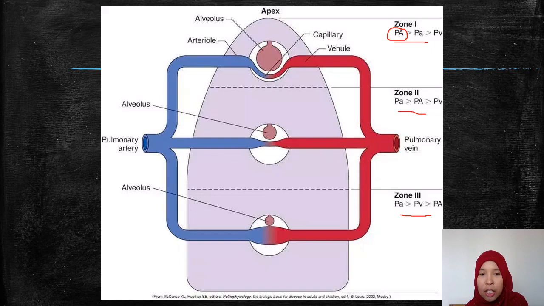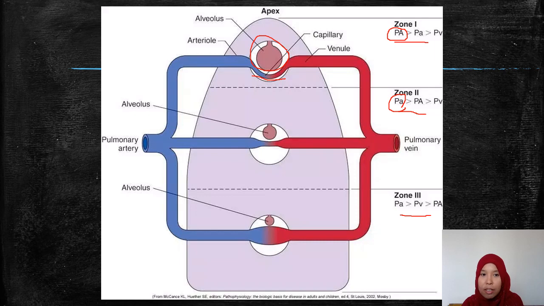So this PA, this big P and a big letter A, refers to the partial pressure of the alveolus. As you can see in zone 1, the partial pressure of alveolus is very, very high compared to the partial pressure of artery and the partial pressure of vein, and therefore you have a very big size of alveolus there. This is where we were talking about, there's a lot of ventilation compared to perfusion. As you can see, there are very small blood vessels going through this highly ventilated area, right?